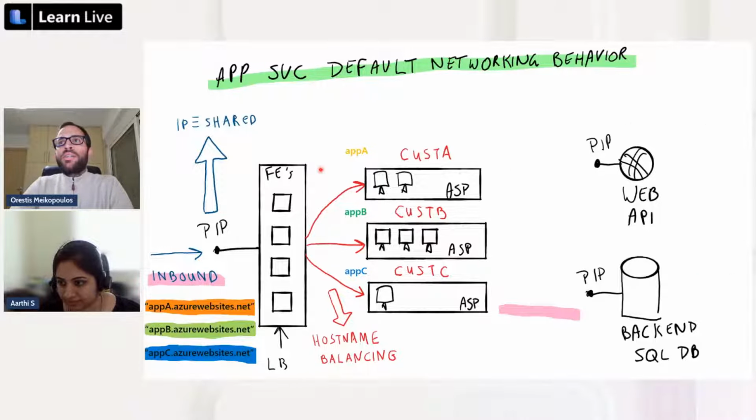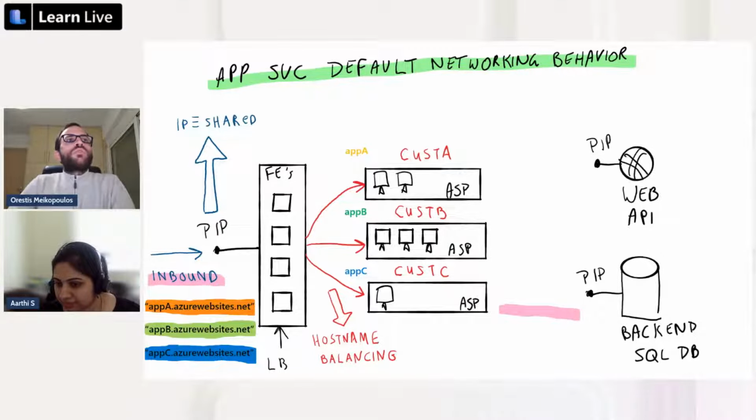So App A is here, App B is here, and App C is here. The first app service plan on the top here belongs to customer A, and App A is deployed in this app service plan. App B is deployed to the second app service plan, which belongs to customer B in this case, and App C is deployed to the third app service plan, which belongs to customer C.